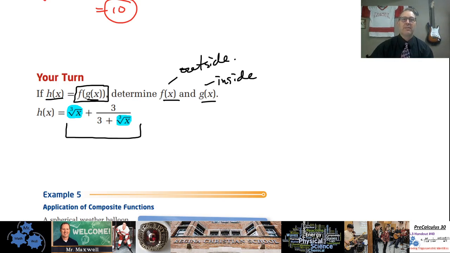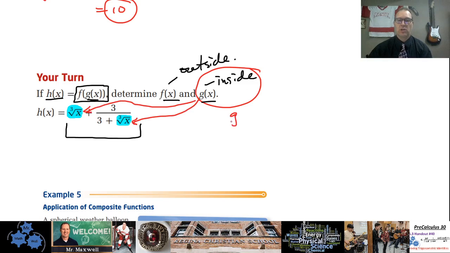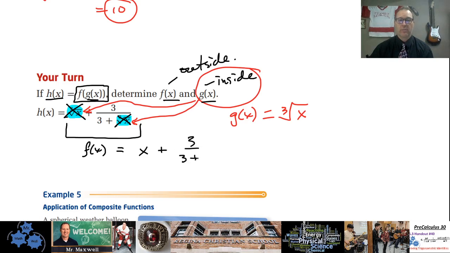So the inside function, g of x, is going to be this one that is tucked inside, the cubed root of x. That's the inside function. So g of x is, what is that? Cubed root of x. I should write that properly. Cubed root of x. Got it? And then the outside function is going to be your f of x. And so let's replace this with just an x. See? Just an x. So f of x equals x plus 3 over 3 plus x.